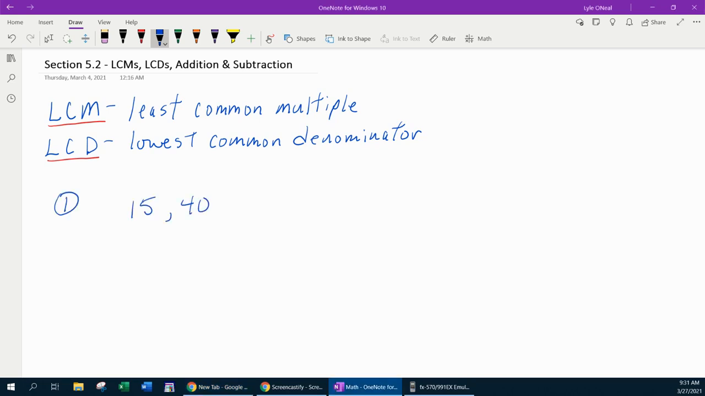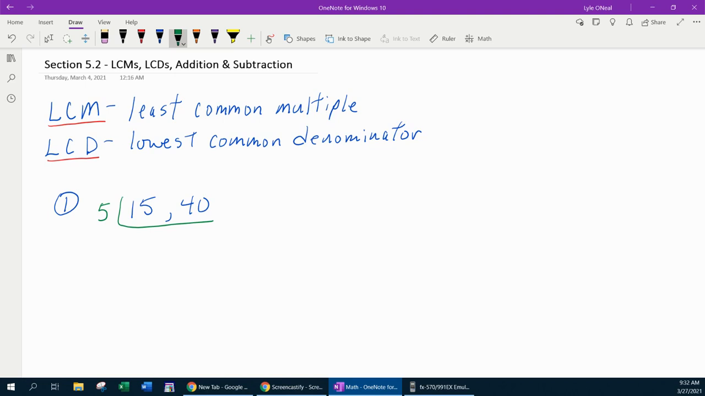Let's get started. For our first example, problem number 1 says to find the LCM, the least common multiple of 15 and 40. I have my own technique for finding the least common multiple. What you want to do is put both of these numbers in a little box like this, and then ask yourself, what number will divide into 15 or 40, either one? The first number I notice is 5, because these numbers end in a 5 and a 0. So I'm going to divide by 5.